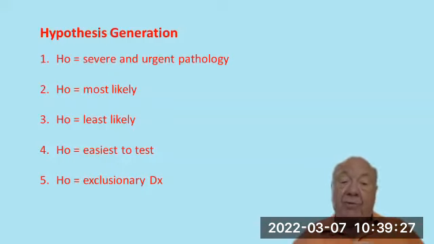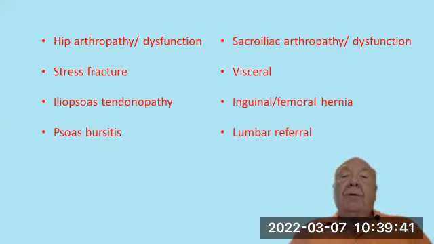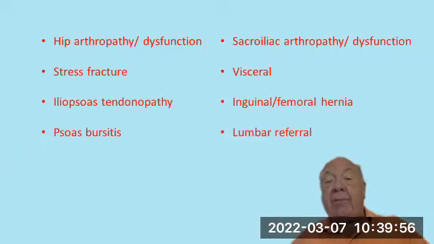It's not the worst way of going by any means. Over the hip, we have the following hypotheses. Hip arthropathy or dysfunction, which is probably the most common one of the lot. Stress fracture, not rare by any means. Iliopsoas tendinopathy and psoas bursitis, neither of which in my practice has ever been common. Sacroiliac arthropathy and sacroiliac joint dysfunctions, which is not rare here, but it is uncommon.